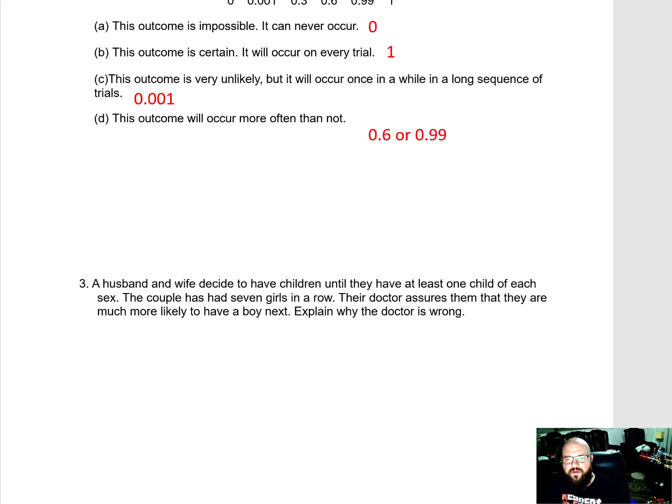So now number 3. A husband and wife decide to have children until they have at least one child of each sex. The couple has had 7 girls in a row. Their doctor assures them that they are much more likely to have a boy next. Explain why this doctor is wrong. So why do you think this doctor is wrong?